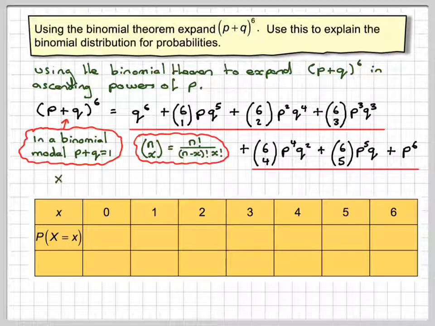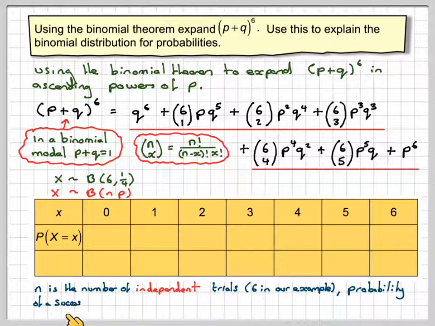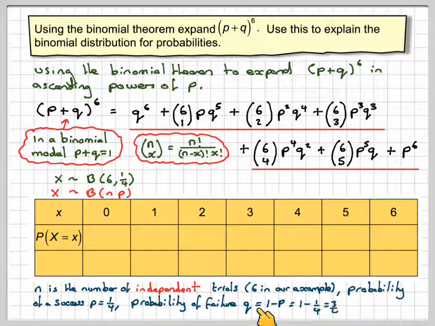So going back to this example, where X was binomially distributed with n being 6, and the probability of success being a quarter, then n is the number of independent trials, 6 in this example. p is the probability of success, 1/4. q will be the probability of failure or not success, which is 1 minus p, equal to 1 minus 1/4, equal to 3/4. In the previous video, I used p as the probability of getting a head on a biased coin, and therefore q would be the probability of getting a tail. So we've got two outcomes, success and failure.